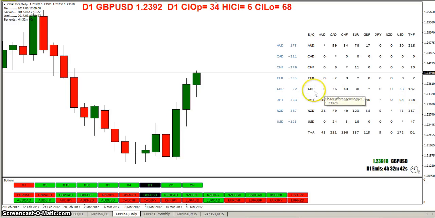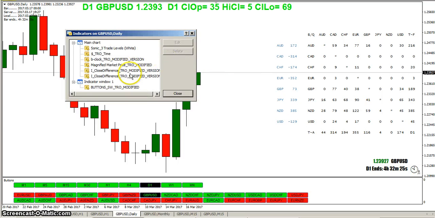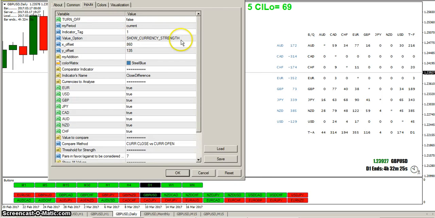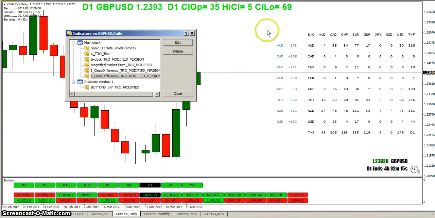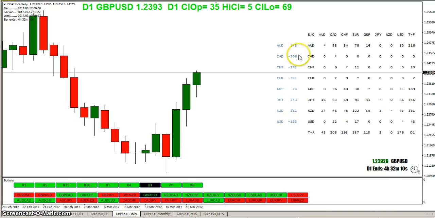So you can see here, pound dollar 33, dollar pound 0. So if you add them up this way, it's the total for. And then if you add them up this way, it's total against. And so this is a separate, this is the currency strength option right here. Let's see which is which. Yeah, show currency strength. So I added these extra options to the indicator. So all this one is doing is just showing if it's up or down based on the total.